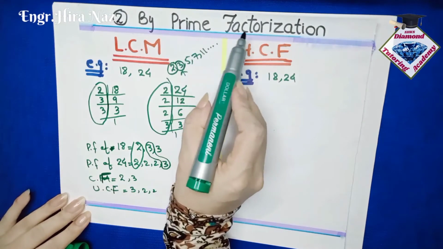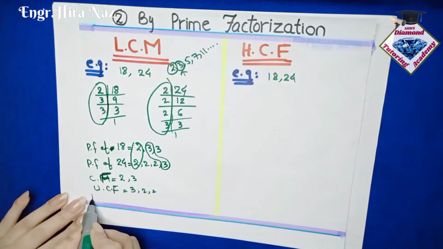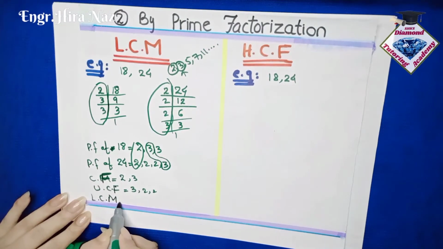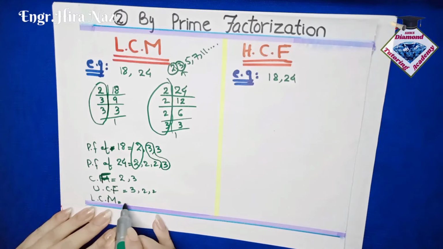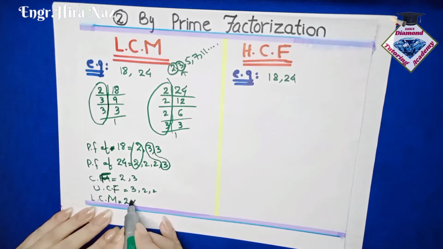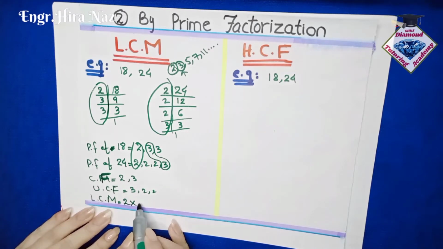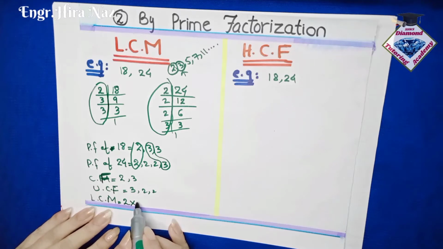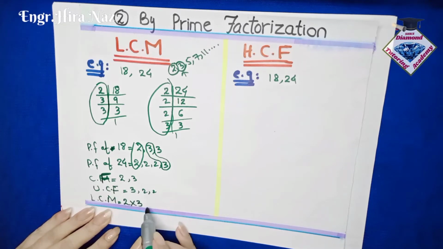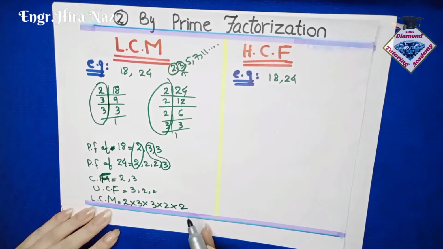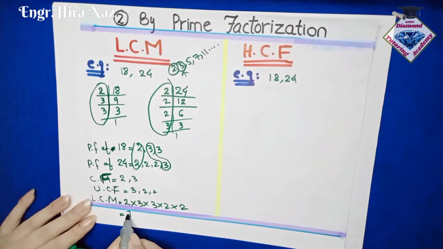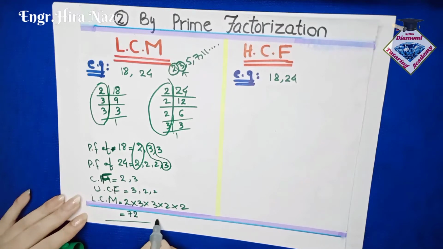In case of prime factorization, LCM is the product of common factors and uncommon factors. It means we have to multiply all the factors together to get LCM. So 2 into 3, these are common, and 3 into 2 into 2, and these are uncommon. So we have here 72 as our LCM.